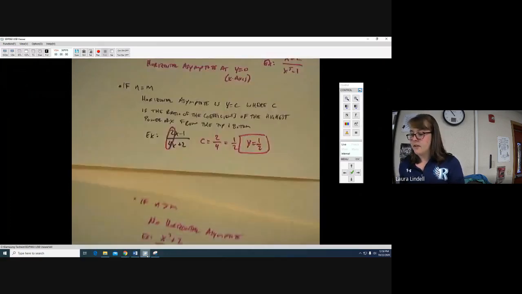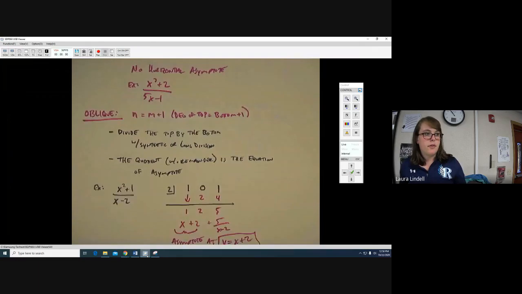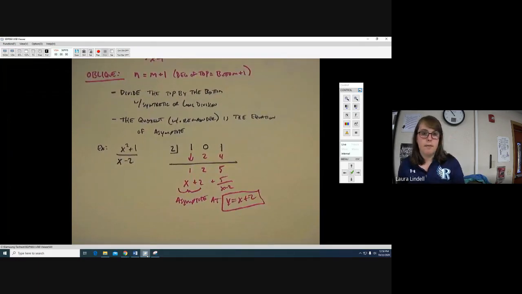And then the oblique asymptote, which is only if the degree of the top is 1 more than the degree of the bottom. Okay, and so when we're asked to find asymptotes, typically we will be asked to find all the asymptotes of the function. So typically it'll have a vertical and a horizontal, but it could have a vertical and an oblique. And some have more than one asymptote and things like that.